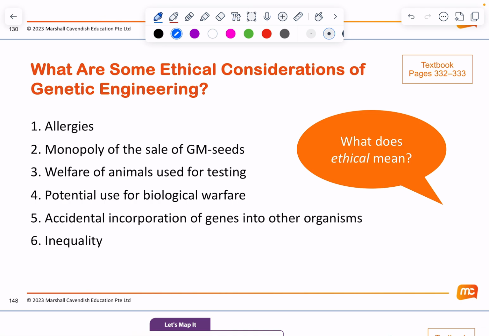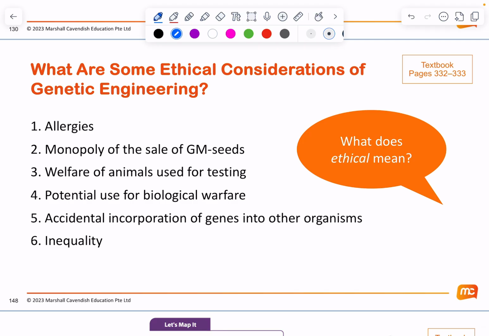Potential use of biological warfare is very true. For example, with genetic engineering, you can also take organisms that cause disease and then inject them into, let's say, flies and mice, and then they can spread. So while there's one side of using it for good, there's also the other potential use of it for bad, for negative, for harm.